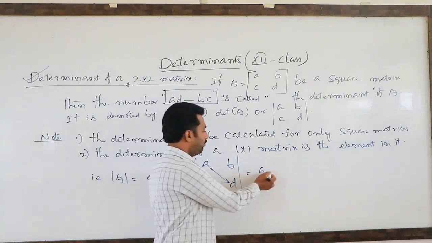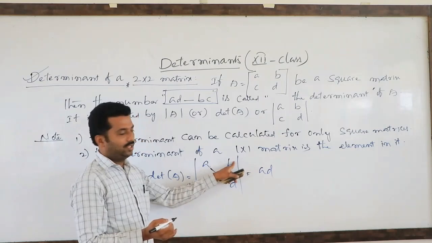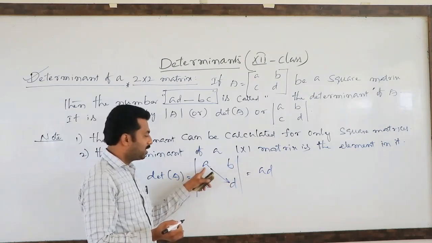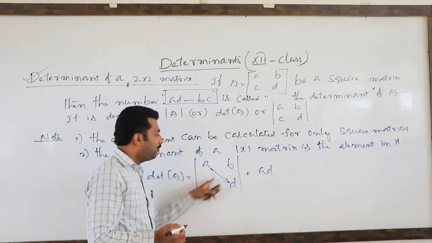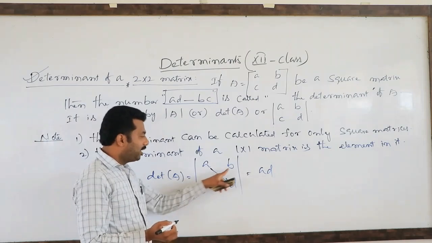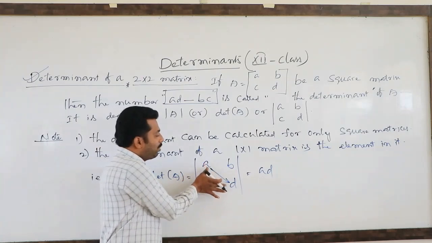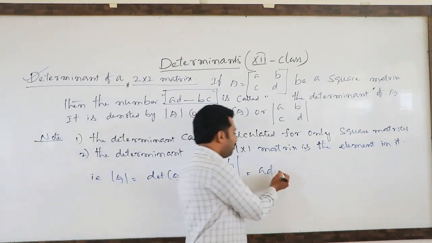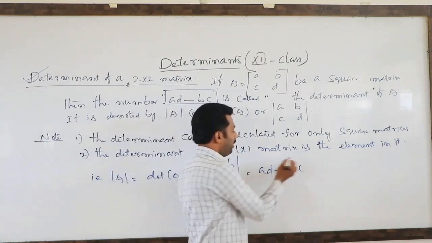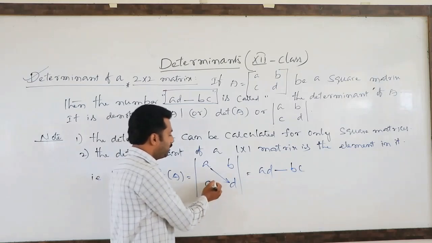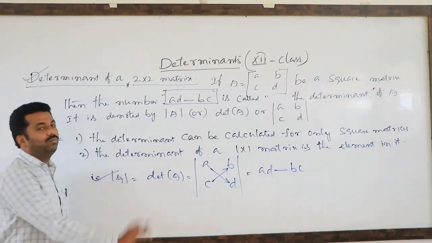You know, this is the principal diagonal, and these are the two non-diagonal elements, b and c; these are the two diagonal elements, a and d. So this is the principal diagonal, and this is the other diagonal. See what the definition is: the product of the principal diagonal elements minus the product of the non-diagonal elements, that is bc. So ad minus bc is the definition of the determinant of a square matrix of order 2 by 2.